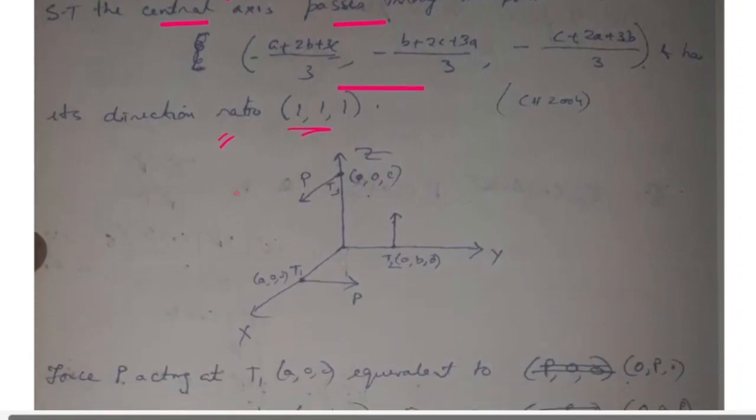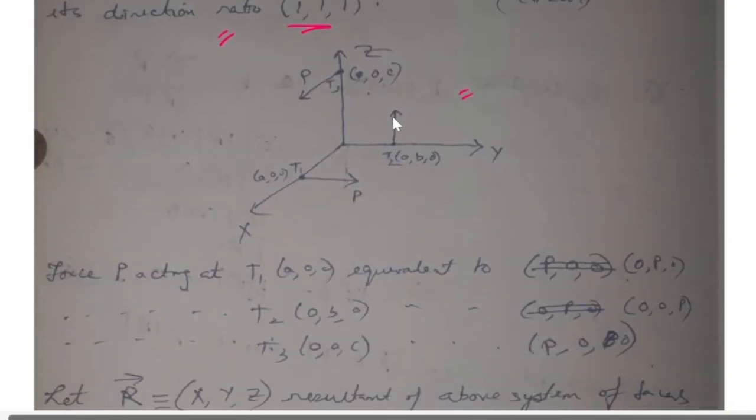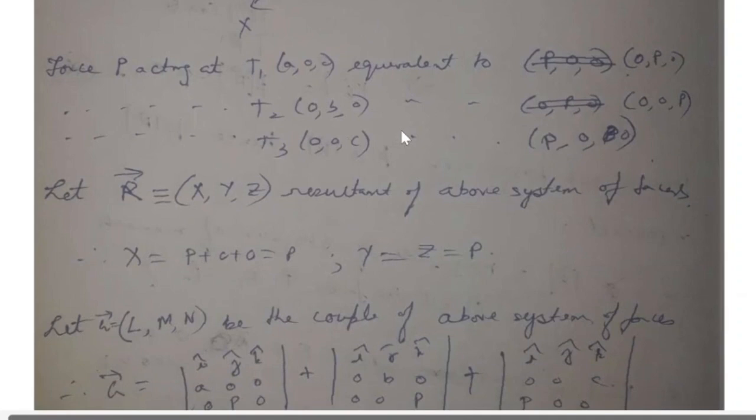This is the figure corresponding to the problem. We are just drawing the forces. At (0, 0, c) there is a force; I call this point T3. There is a force P parallel to the x-axis at this point. Again at the origin there is a force parallel to the z-axis, and at (a, 0, 0) there is a force parallel to the y-axis. So this completes the system, and whatever we have drawn, we are writing out here.